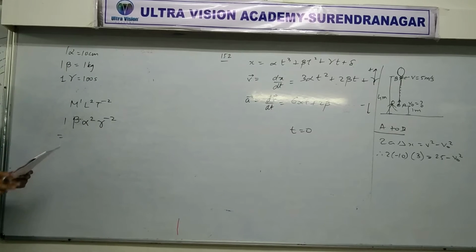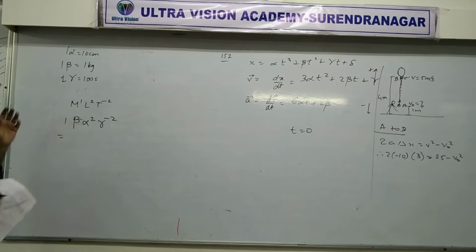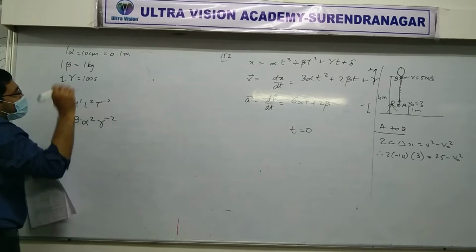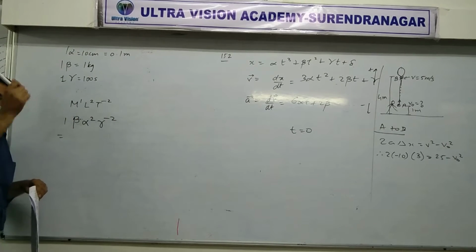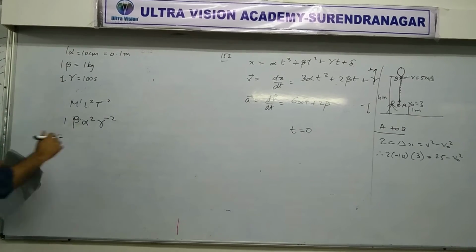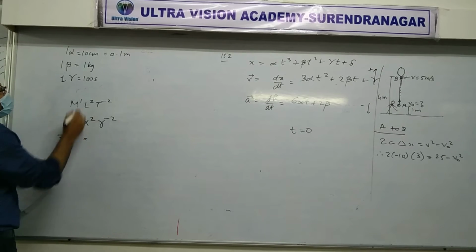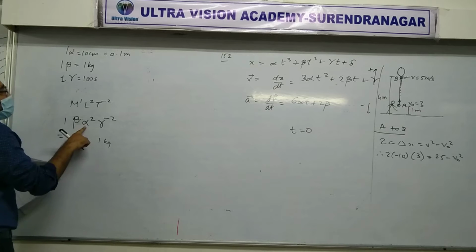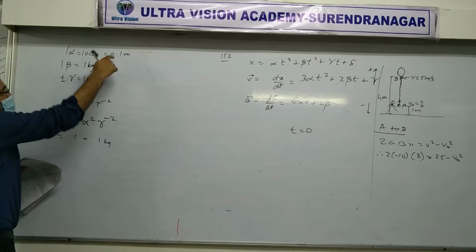Joule is the unit of energy in which system? The SI system, the unit of energy is joule. So I have to convert everything to SI. So 10 centimeter is 0.1 meter. Okay, let's put all values. Beta, 1 beta is how much? 1 kg. So 1 kg done. Alpha, 1 alpha is 0.1.